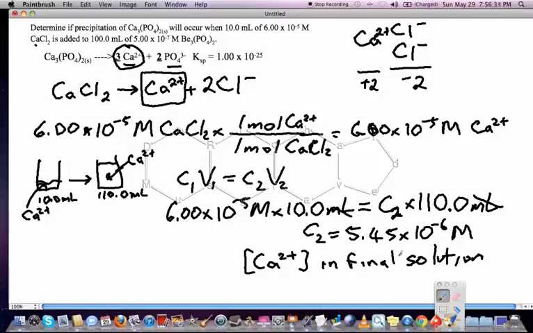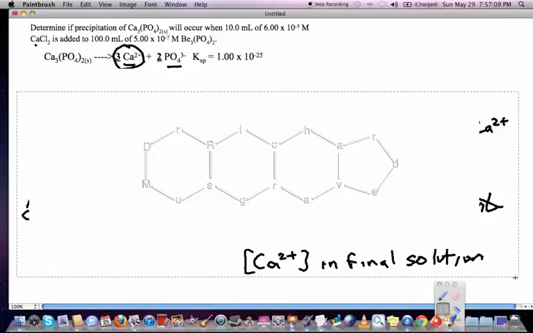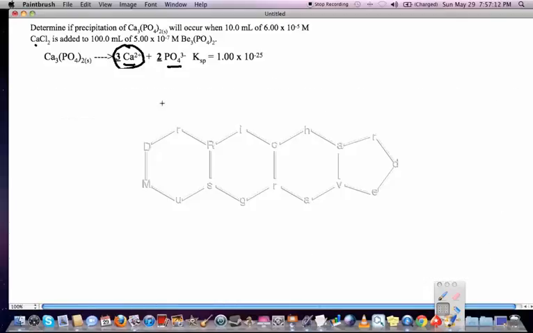Well, that takes care of the calcium 2+. We still need to take care of the phosphate, and we'll do that by investigating the beryllium phosphate. And we'll do that in the same way as we handled the calcium chloride. I'm going to go ahead and erase all this. And we're now going to look at the beryllium phosphate.